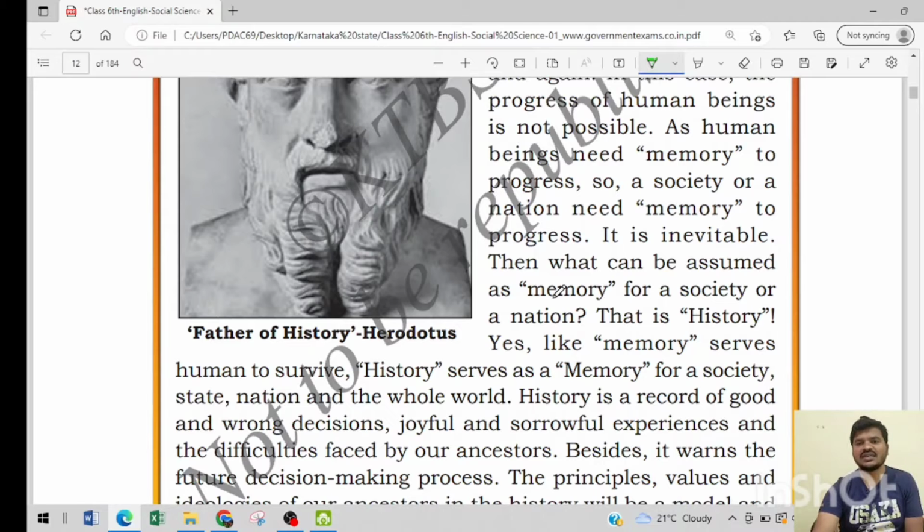So history is memory for a society. Likewise, as an individual you have the experience of getting burned in a fire, you should have experience for the society. What are the wrong decisions taken by our ancestors? What are the joyful and sorrowful experiences they had? We should not repeat those mistakes, and we have to progress in our society. That is what history teaches us.